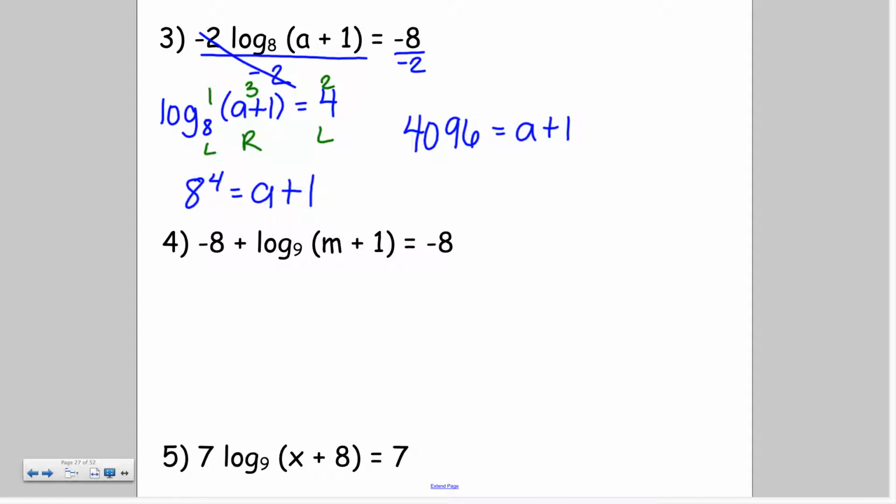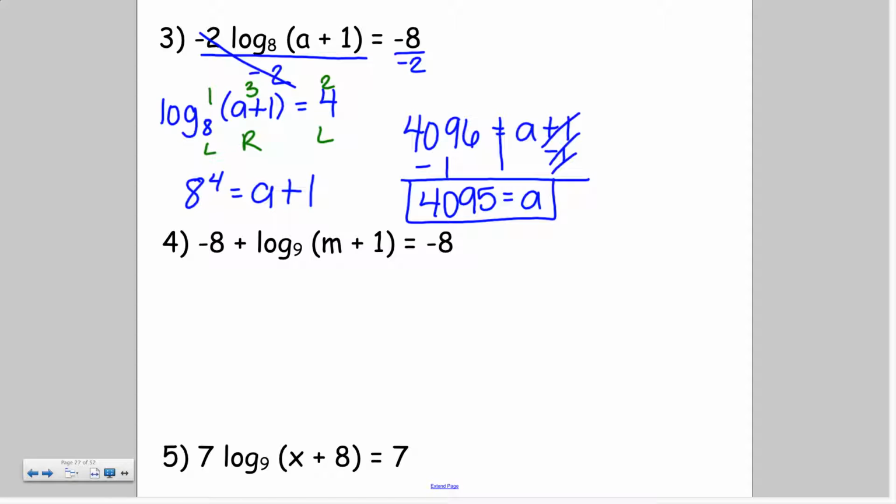Now I need to solve out for a. So I'm going to subtract 1 from each side. So I get 4,095, and that is equal to a, because 1 minus 1 gives us 0. So my answer is 4,095.